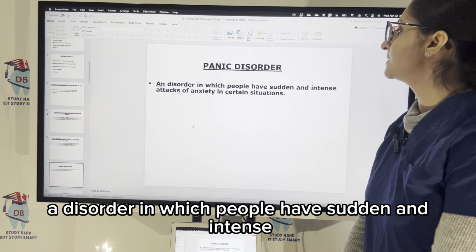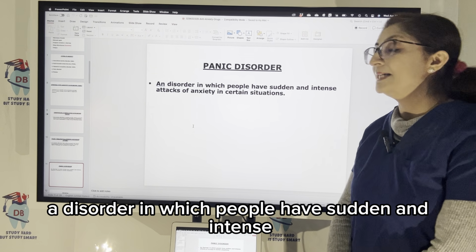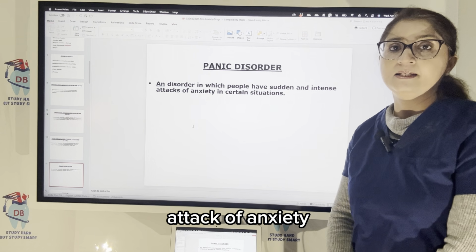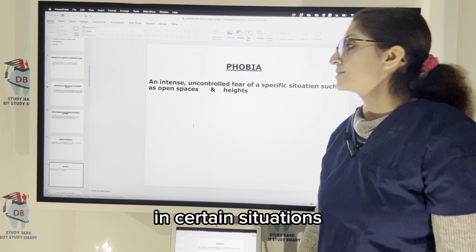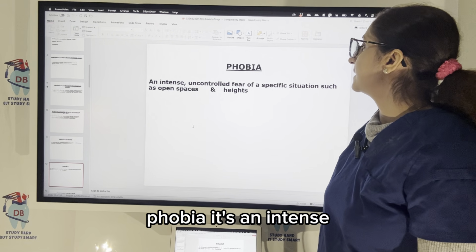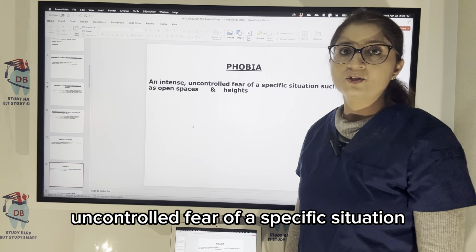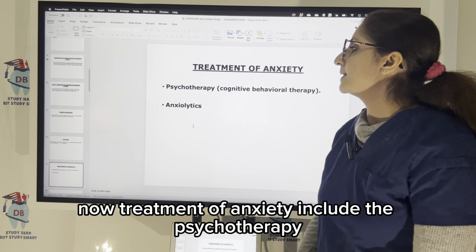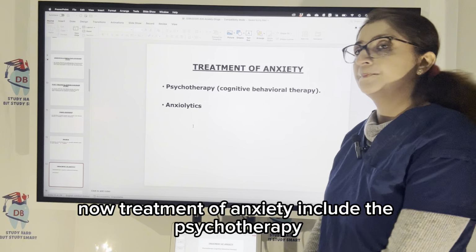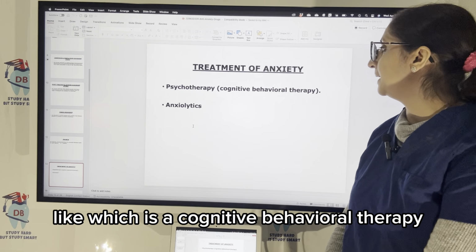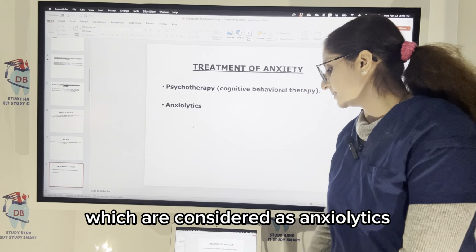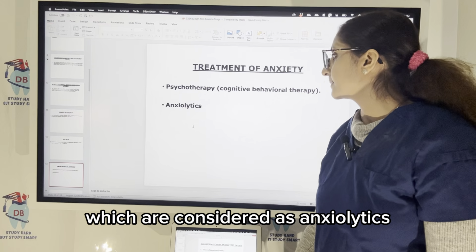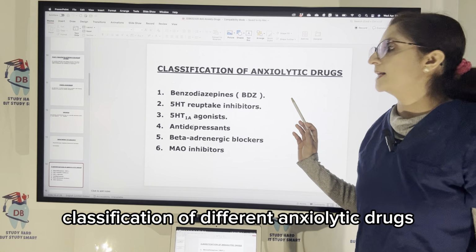Panic disorder is a disorder in which people have sudden and intense attacks of anxiety in certain situations. Phobia is an intense, uncontrolled fear of a specific situation, like phobia of open spaces, phobia of heights. Now, treatment of anxiety includes psychotherapy, which is cognitive behavioral therapy, and also the medications which are considered as anxiolytics. We can see classification of different anxiolytic drugs.